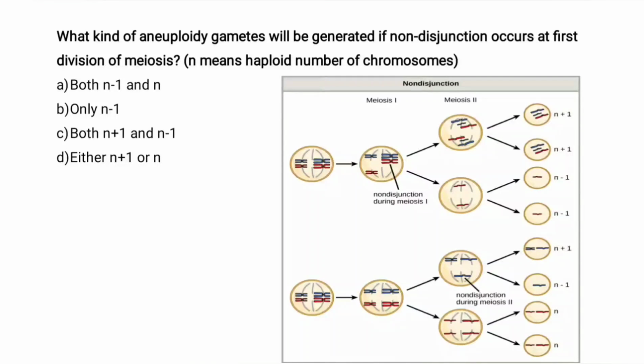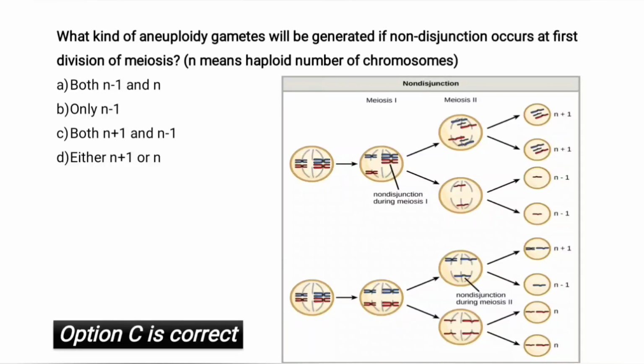If sister chromatids fail to separate during meiosis 2, the result is one gamete that lacks the chromosome, one with one copy of the chromosome and one with two copies of the chromosome. You can see from this figure, and our correct option will be option C. So you can see here, if non-disjunction occurs at the first division of meiosis, then both n plus 1 and n minus 1 gametes are produced.